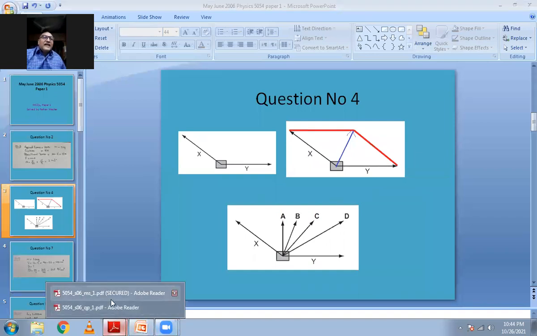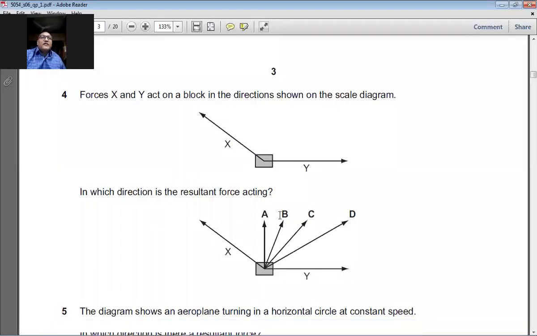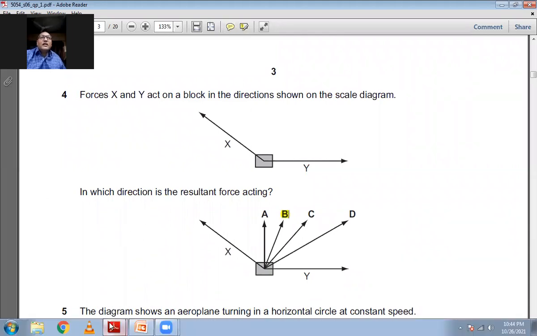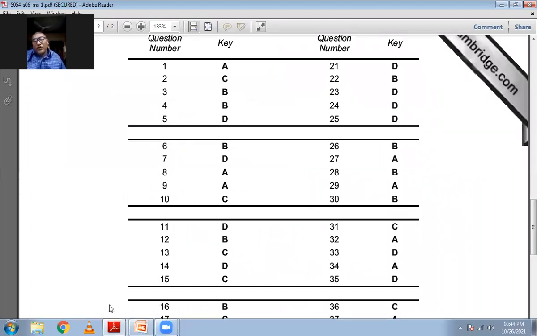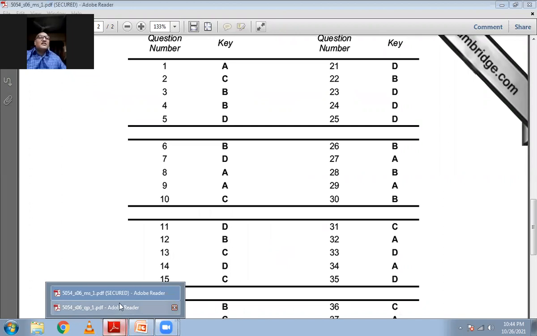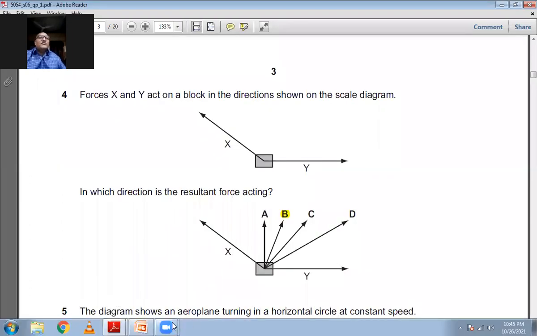So let's check. Where's the paper? We think B is the choice, sir. So question number 4, B is the right choice. Okay, so let's move to the next question.